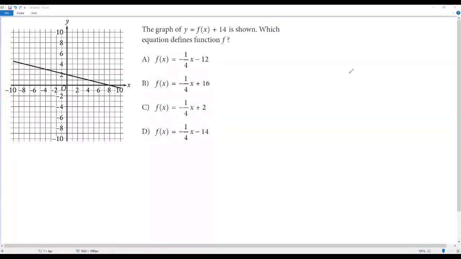Here we have a SAT math question. Okay, let's go to the question. So there is an XY plane. In the XY plane, we have a line. So there is information over here. The graph of y equals f of x plus 14 is shown. So which equation defines our function f?